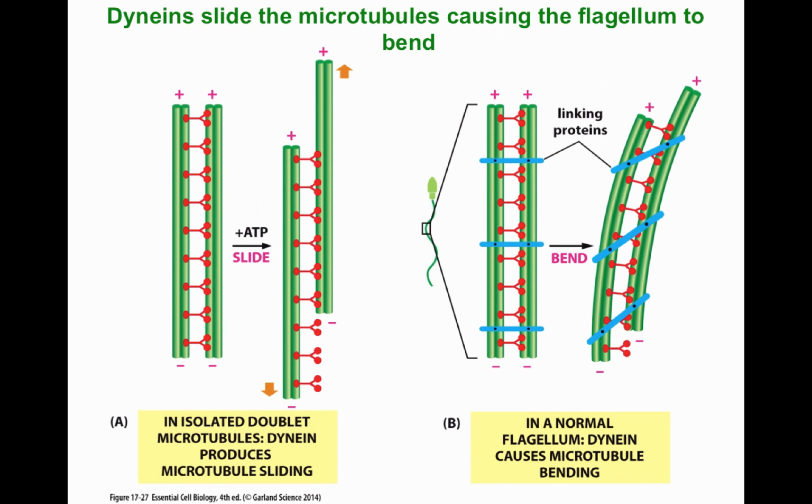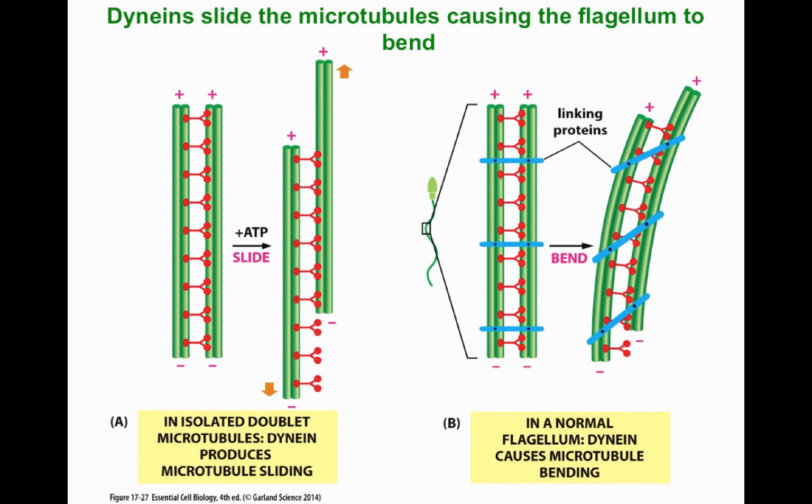So how is that happening? Here we're looking at two doublets, and these two doublets are attached together by the dynein molecules that are present on the A microtubule on the left, and they are using the B tubule of the microtubule on the right as a track to move. When you add ATP, which is required for dynein to move, the dynein is going to move towards the negative end.